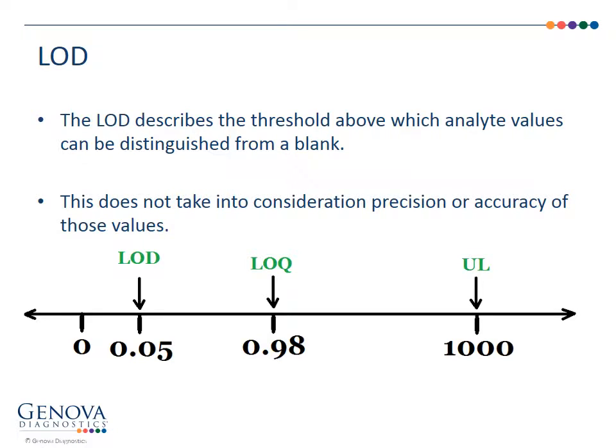So in this example, let's say that our LOQ and our upper limit, this is our reportable range, as determined by the aqueous linearity, was 0.98 to 1,000. And then our LOD, as described, I'll show you how we find that in a minute. Let's say in this example that it's 0.05.